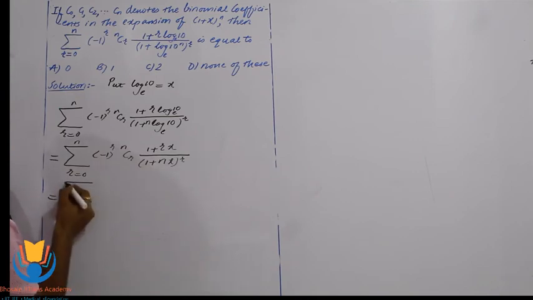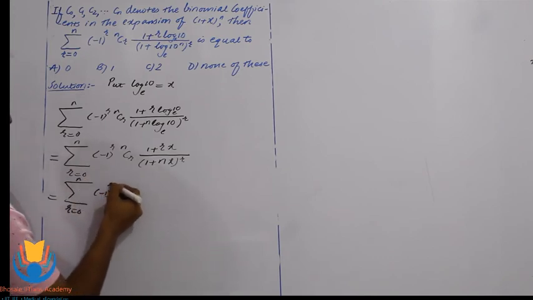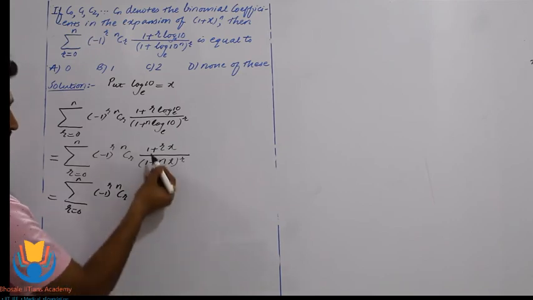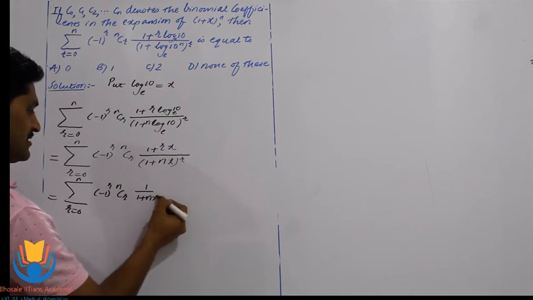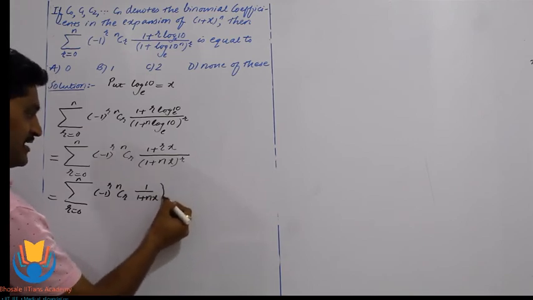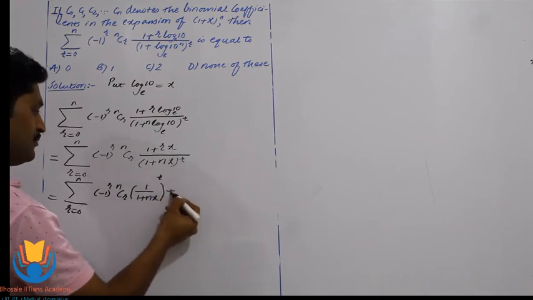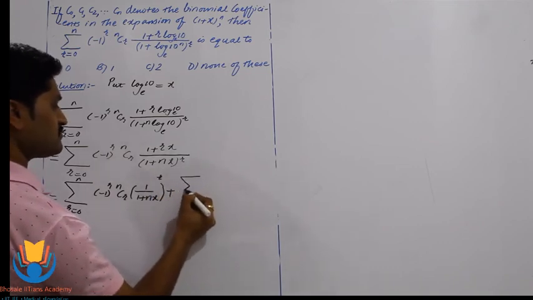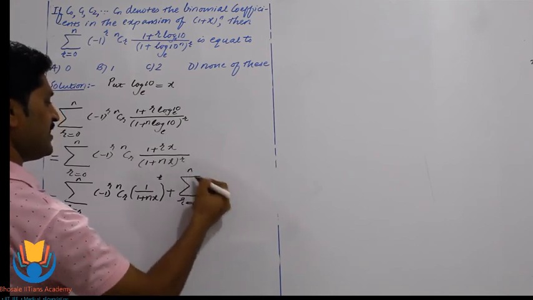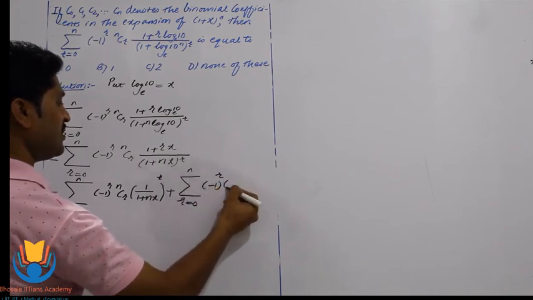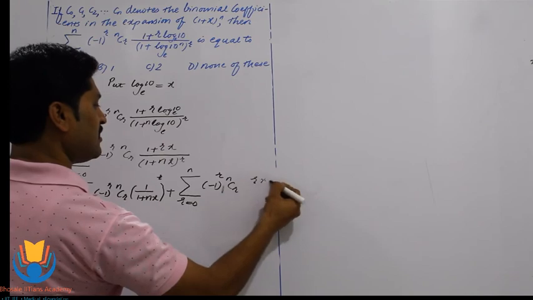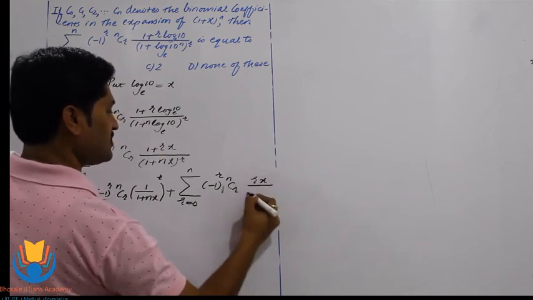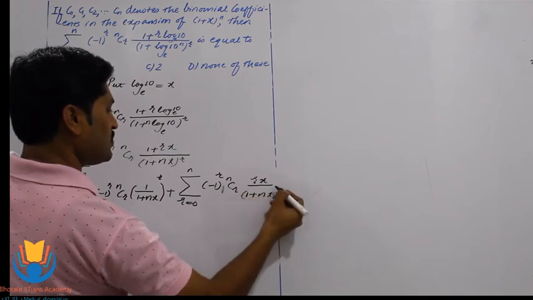So see it here properly. This is the summation from 0 to n, minus 1 raised to r, nCr, and this 1 upon 1 plus nx, that raised to r, or we can write that whole raised to r also, plus again this summation, r is from 0 to n, so minus 1 whole raised to r, and this nCr again here also, that rx upon this 1 plus nx whole raised to r.